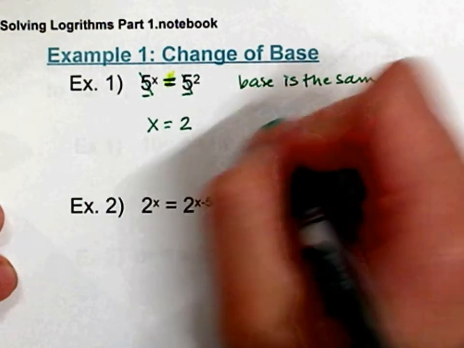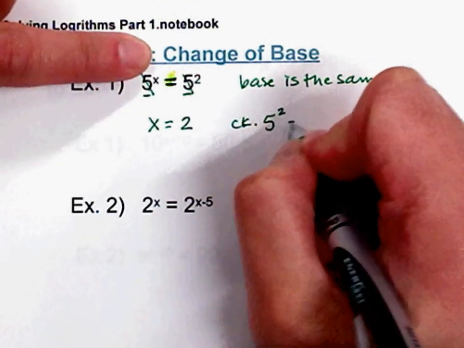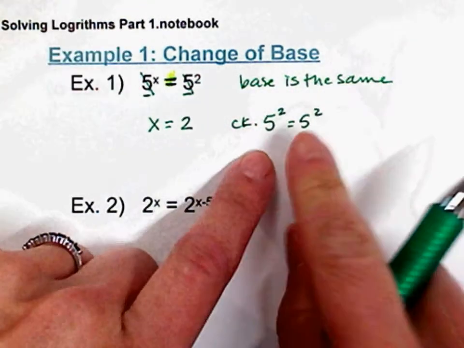You want to check, x is 2, right? 5 squared equals 5 squared. See how they're exactly the same.